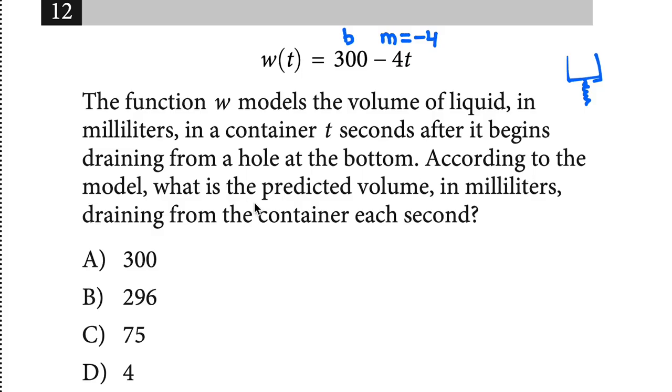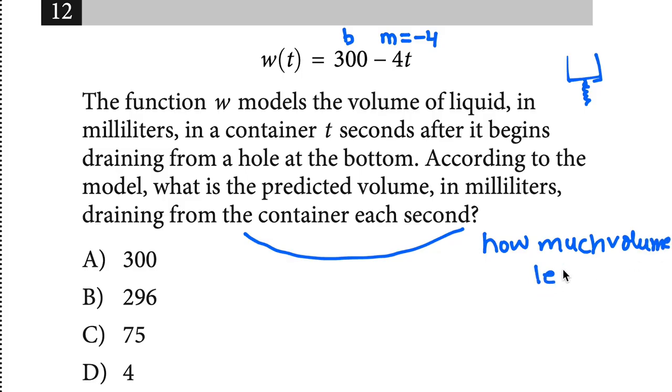According to the model, what is the predicted volume in milliliters draining from the container each second? Predicted volume draining from the container each second, right? That means here the rate is asked. That means in 1 second, how much water is draining? Now, this is the trap of the question. Try to understand. It's not about how much volume is left. It's about how much volume is draining.